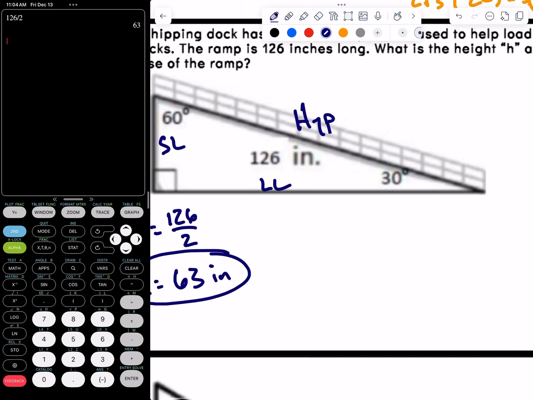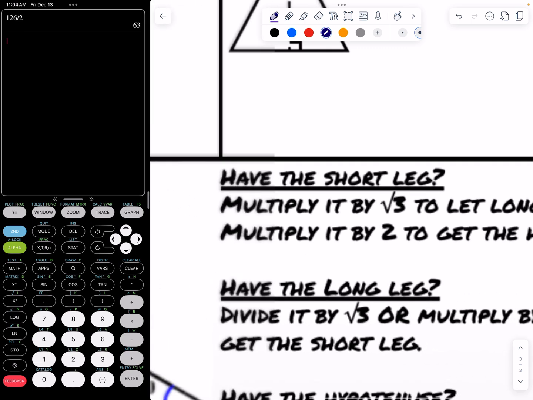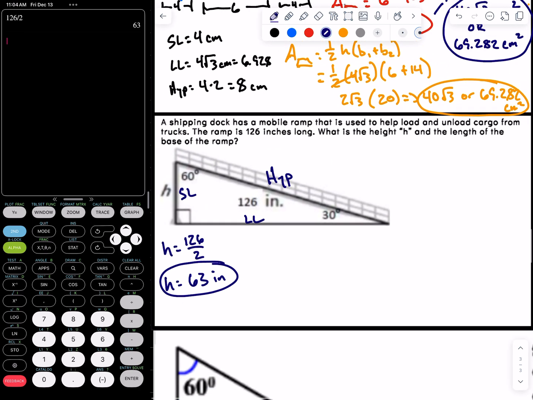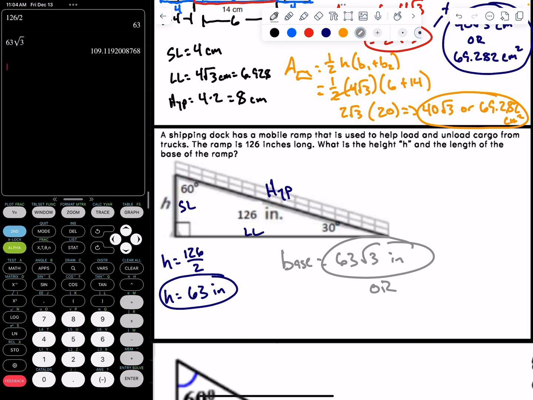Once I have my short leg, in order to find my long leg, I just multiply that by root 3. So my base equals 63 times root 3 inches, or 63 root 3 would be 109.119 inches. Either one of those would be acceptable. That one's not too hard.